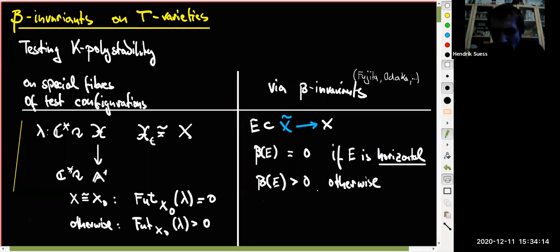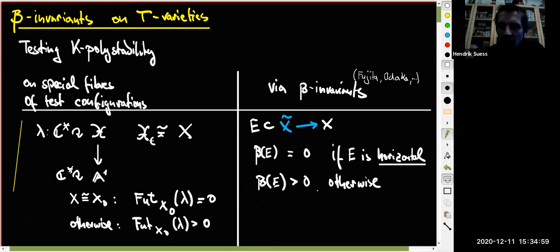And what are we going to do here? So we consider prime divisors over our variety X, and then we have an invariant associated to this divisor called the beta invariant. And here we want this beta invariant to be generally positive, except for the situation where E is what I call a horizontal divisor. And I'm going to explain this in more detail a little bit later, but the rough idea is that those horizontal divisors should correspond to these product test configurations on the left-hand side.